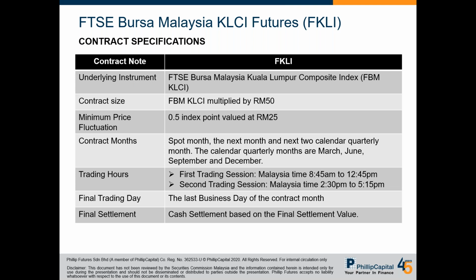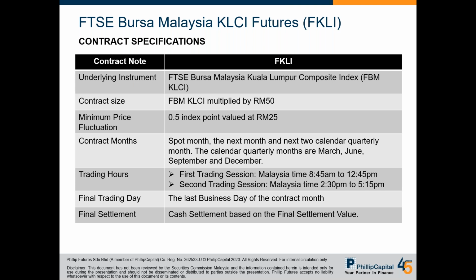The contract months available for FKLI are 4 months: the current spot month, the next month, and then the next 2 calendar quarterly months, which are March, June, September, and December. For FKLI, we have 2 trading sessions. The first trading session is from 8:45 a.m. to 12:45 p.m., while the second trading session is from 2:30 p.m. to 5:15 p.m.